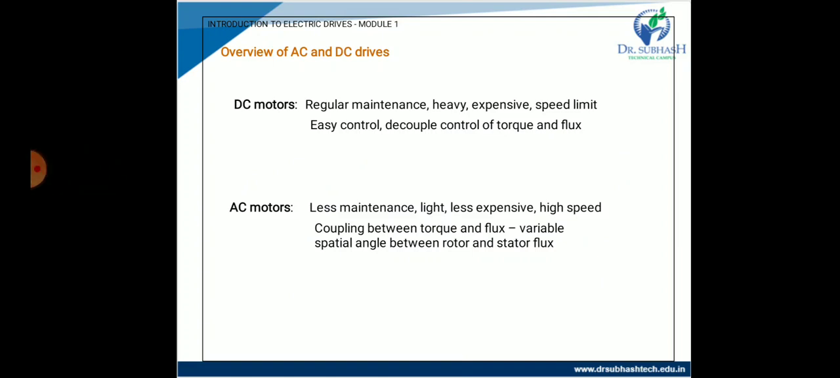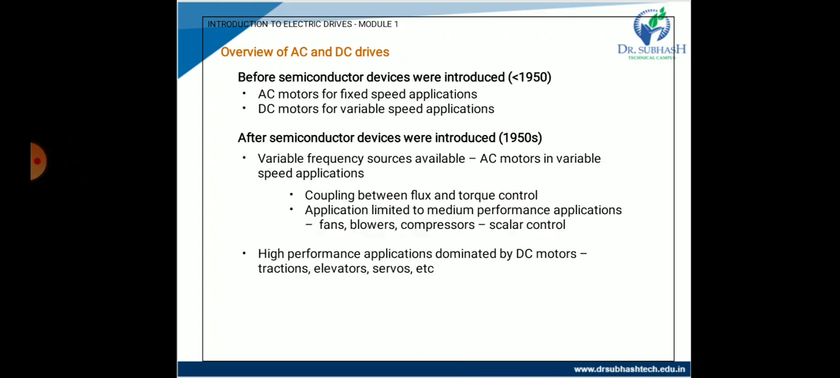Overview of AC and DC drives. DC motors: regular maintenance, heavy, expensive, speed limit, easy control, decoupled control of torque and flux. For AC motors, the main advantages are less maintenance, very light weight, less expensive, high speed, coupling between torque and flux, variable spatial angle between rotor and stator flux. This is the main reason why the AC motor is very useful in many applications over the DC motor.